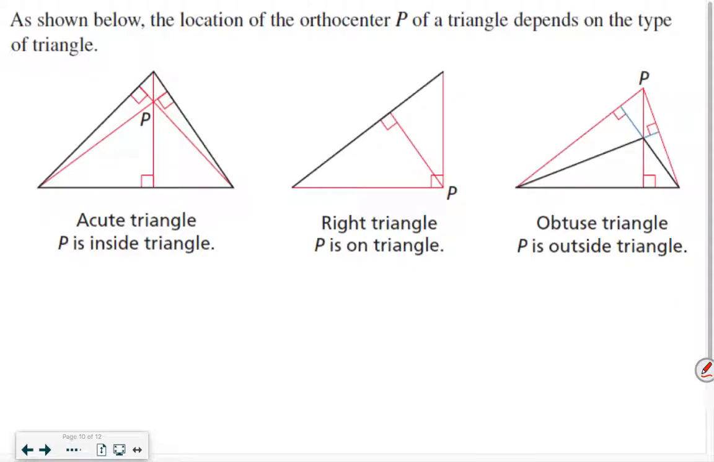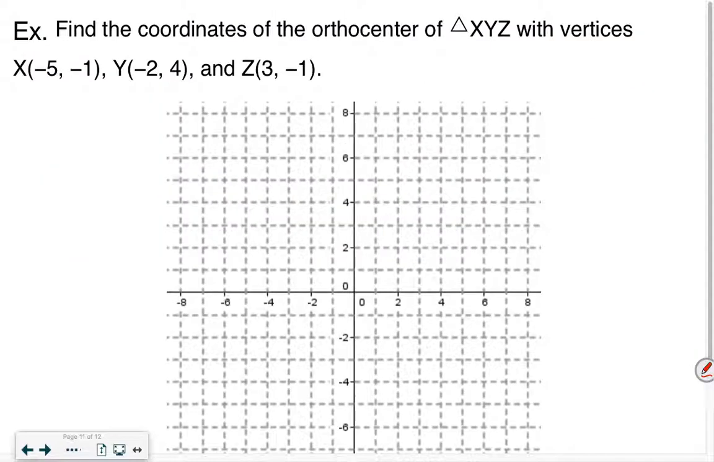So for orthocenters, they kind of follow the same pattern that the circumcenter did. So if it's an acute triangle, it's going to be inside. If it's a right triangle, it's going to be directly on the triangle. And if it's an obtuse triangle, it's going to be outside of the triangle. So it's going to look a little bit weird.